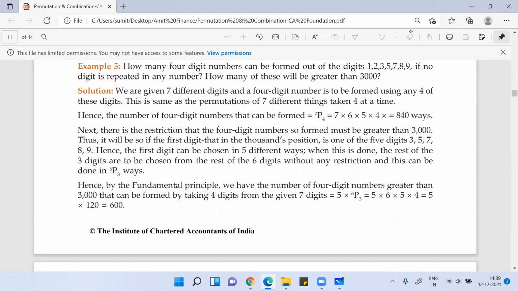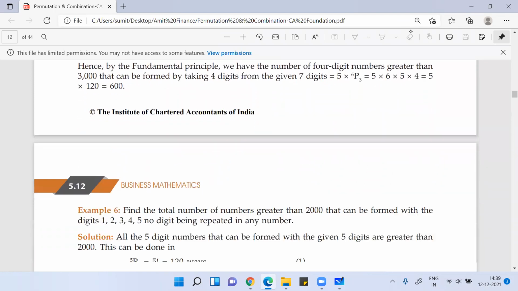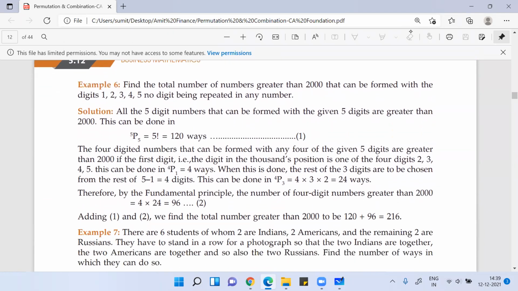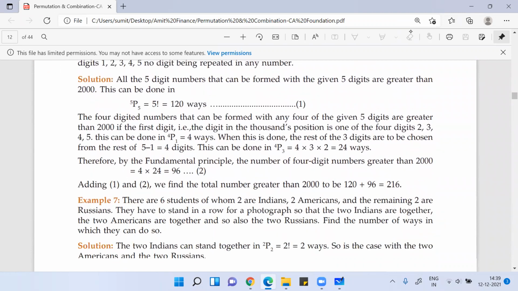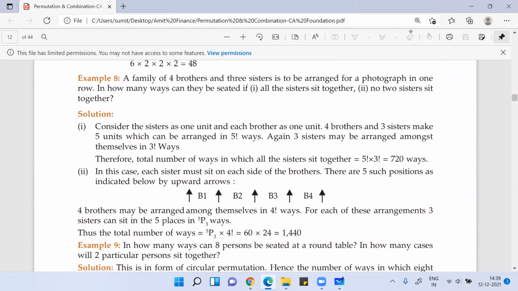Any doubt, anyone? All this, all the examples, you can try this whole example by yourself.